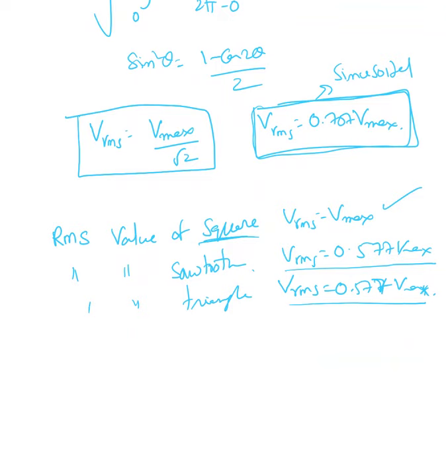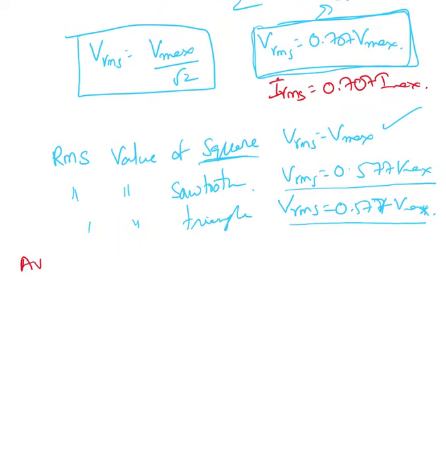Remember, this is valid for current also. So I can write this as I RMS equal to 0.707 I max. So it is valid for either currents or voltages. Now the next one is average value. Average value is based on charge transfer.